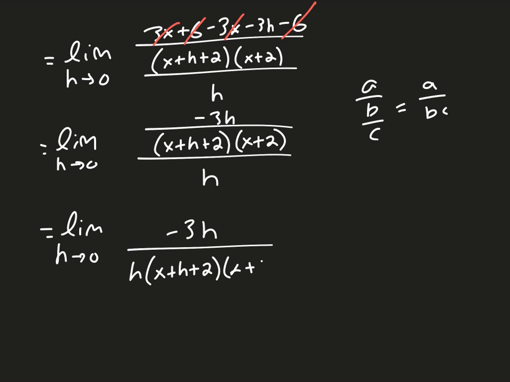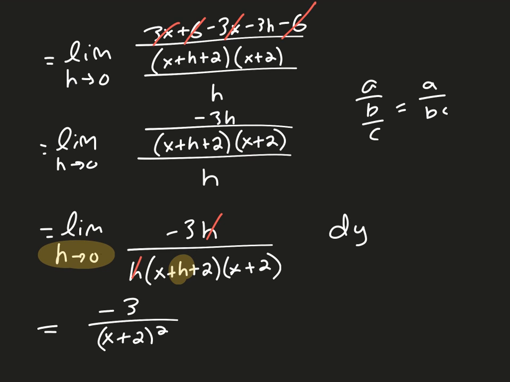And you guys should notice right away that the h's are going to cancel on the top and the bottom. Again, stuff like that will always happen. It always works out very nicely. And because the h's cancel, I'm no longer going to get 0 over 0 if I plug in 0 for h. So I can plug in the 0 for h at this point. Your numerator is going to be the negative 3, and you're going to end up with two different x plus 2's on the bottom, or x plus 2 squared. And that's it. That's our final answer.